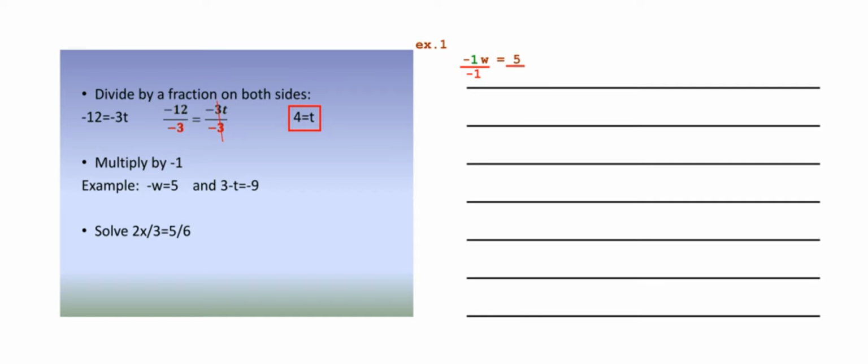What we do to one side, we must do to the other side. Negative 1 divided by negative 1 cancels out. And that gives us w equals 5 divided by 1, which is still 5. Positive divided by a negative is now a negative. So w equals negative 5 is our final answer. Okay, let's try the next one.